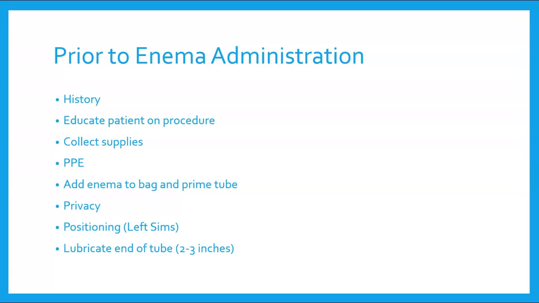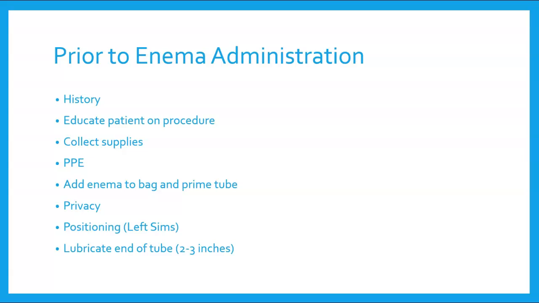So next you're going to get everything prepped and ready to go. You're going to add the enema solution to the bag and prime the tube. It's got a little clamp on the tube, so you're just going to run a little bit of that solution out and then clamp it, so you're not introducing air into their stomach when they probably already are distended and have some gas pains and things like that.